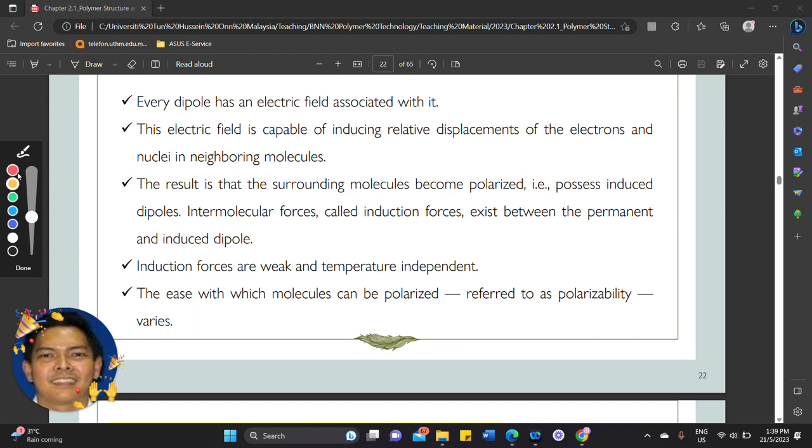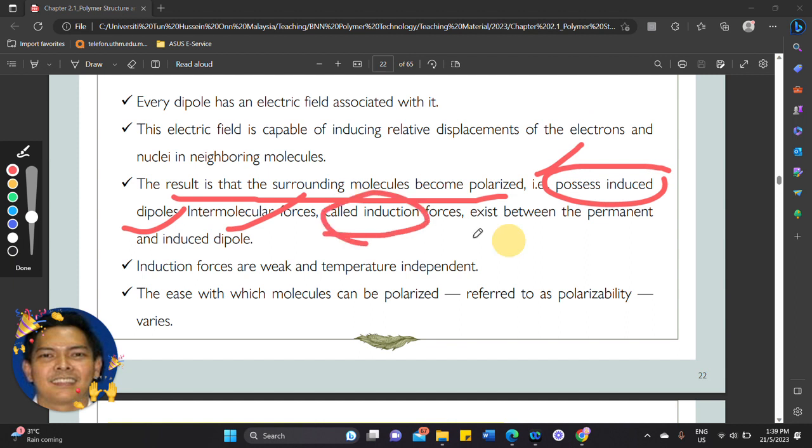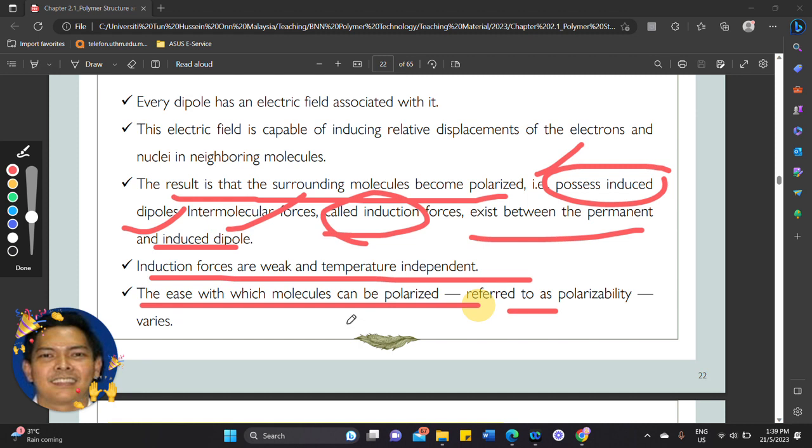Every dipole has an electric field associated with it. This electric field is capable of inducing relative displacement of the electrons and nuclei in the neighboring molecule. The result is that the surrounding molecules become polarized. Intermolecular forces called induction forces exist between the permanent and induced dipole. Induction forces are weak and temperature independent. The ease with which a molecule can be polarized is referred to as polarizability, which varies.